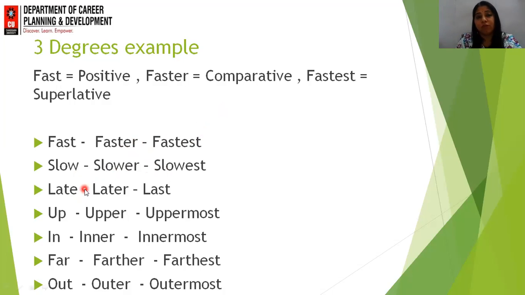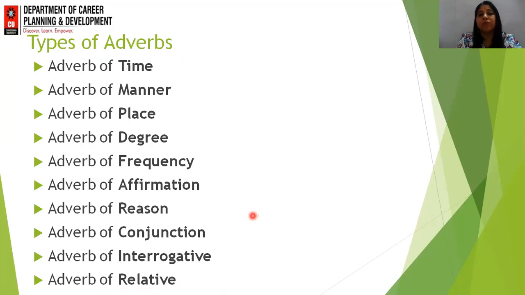Not in all words are we going to add ER and EST. It depends on the word. That is late, later, and last. Up, upper, uppermost. In, inner, innermost. Far, farther, farthest. Out, outer, and outermost. So these are different degrees that we use in adverbs. So what are the different kinds of adverbs? Adverb of time, manner, place, degree, frequency, affirmation, reason, conjunction, interrogative, and relative.